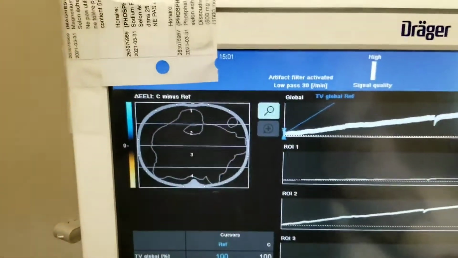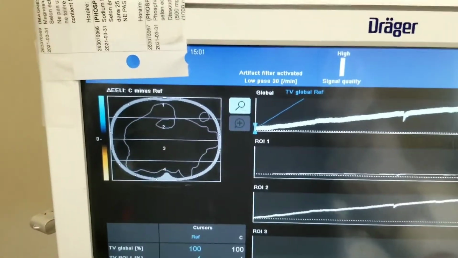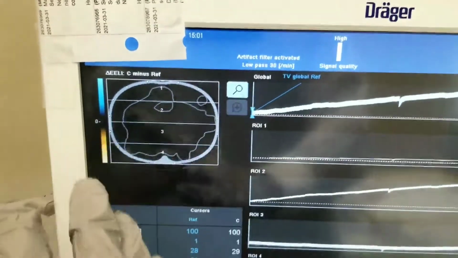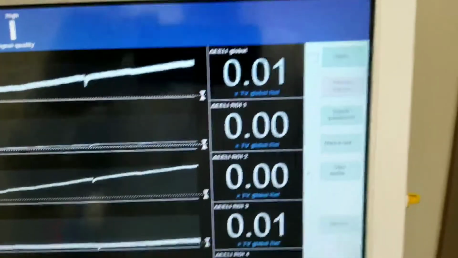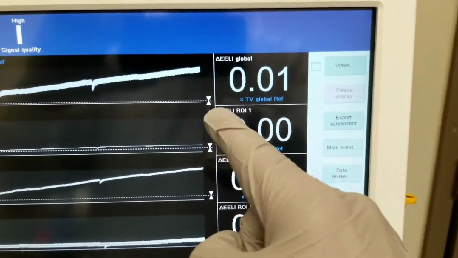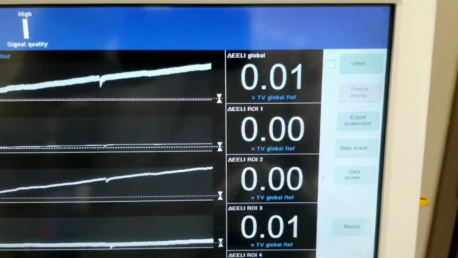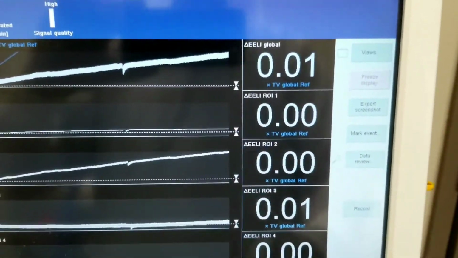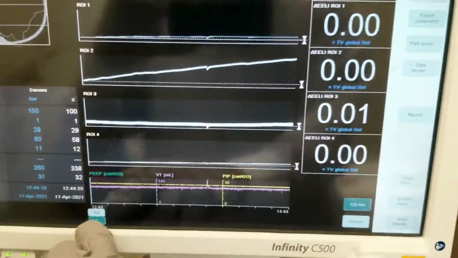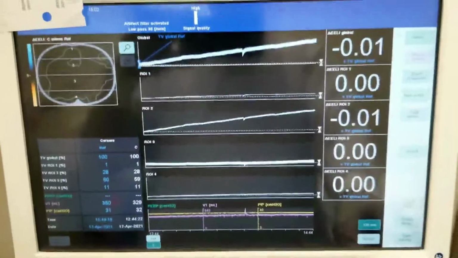You can see here your regional distribution of ventilation, where you've lost, where you've gained, and then after you have the change in electrical impedance in the end expiratory lung impedance. So let's start over here, and then let's start scrolling.